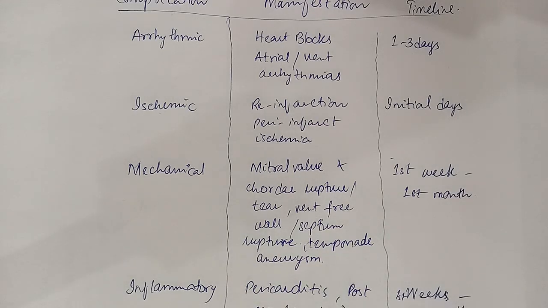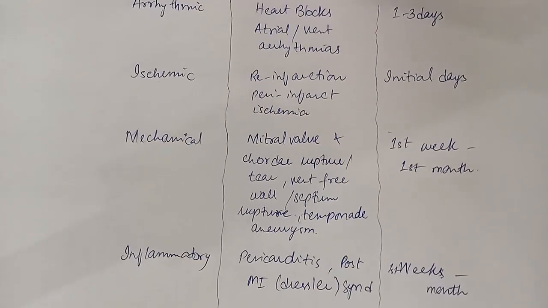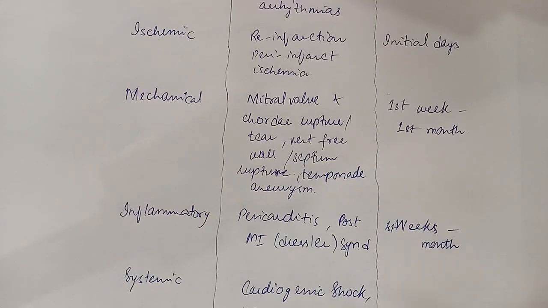Then we have inflammatory complications that are pericarditis or post-MI Dressler syndrome. Post-MI Dressler syndrome is actually considered to be an autoimmune process, and these are seen in the first week to a month. Then we have the systemic complications that are cardiogenic shock, heart failure, embolic cerebrovascular accident, or systemic embolus. So this is the summarized table of post-MI complications.